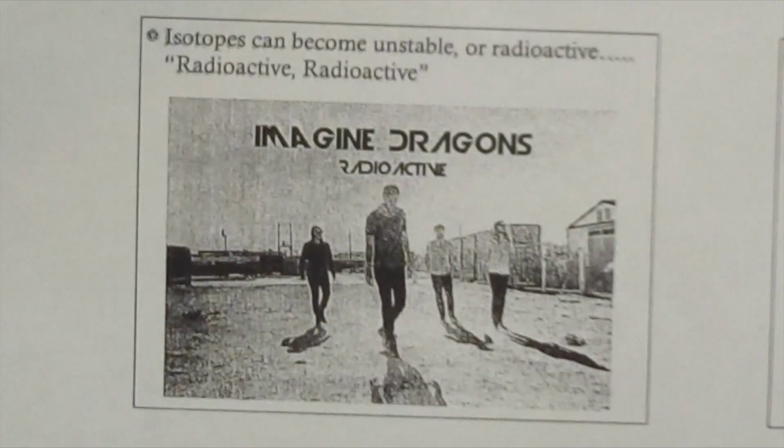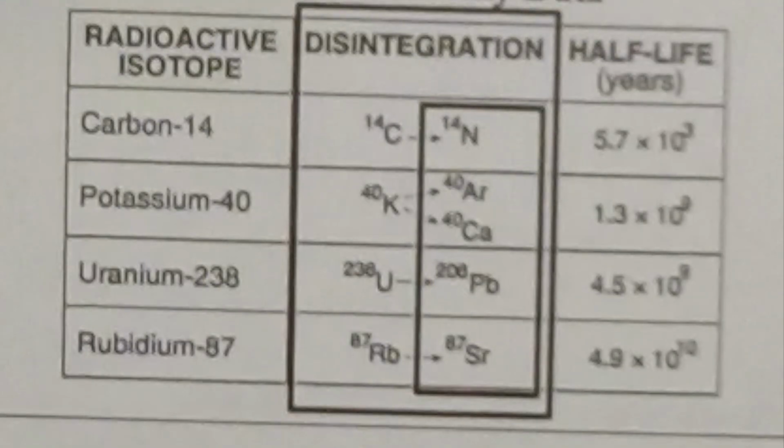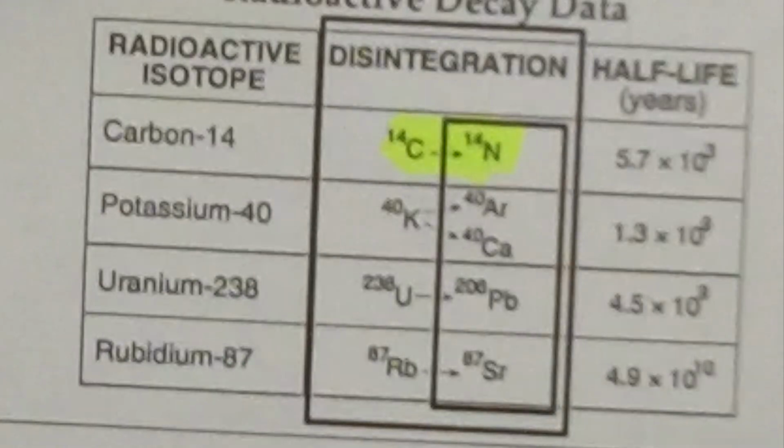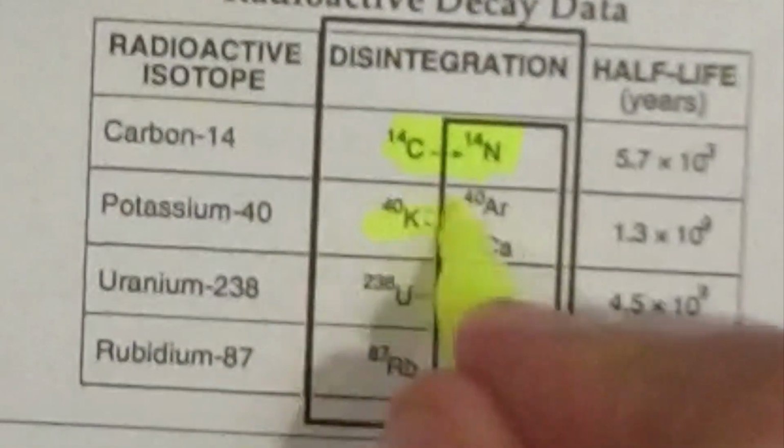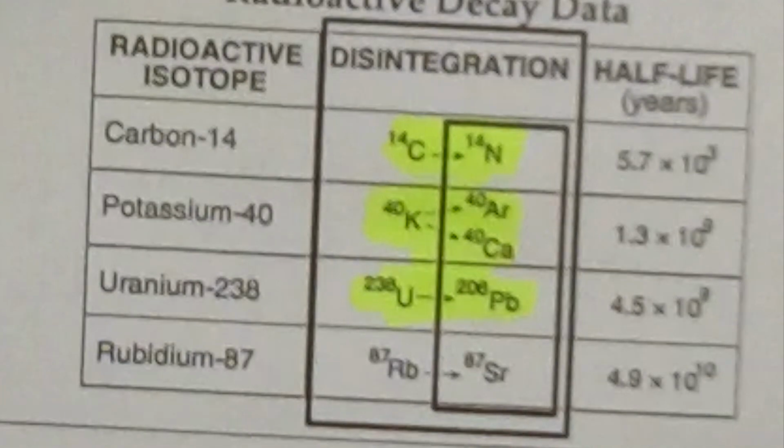Isotopes can become unstable or radioactive. A radioactive isotope will break down naturally into different elements called a decay product. Carbon-14 decays into nitrogen-14. Potassium-40 decays into argon-40 or calcium-40. Uranium-238 breaks down into lead-206. Rubidium-87 breaks down into strontium-87.